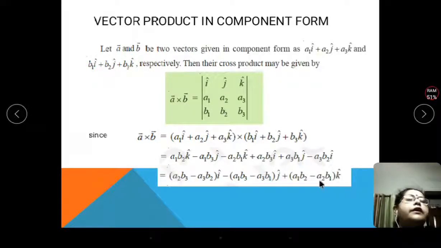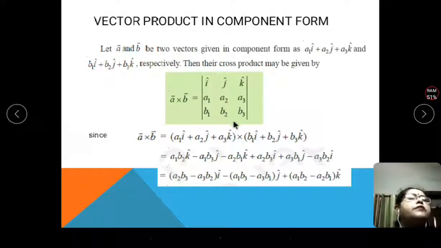So finally, if we just rearrange the terms, taking i cap as common, the coefficient here is a2b3 minus a3b2. Then with j we have this minus, a1b3 minus a3b1, and with k we have a1b2 minus a2b1. So is it not the value of this determinant if you look carefully?